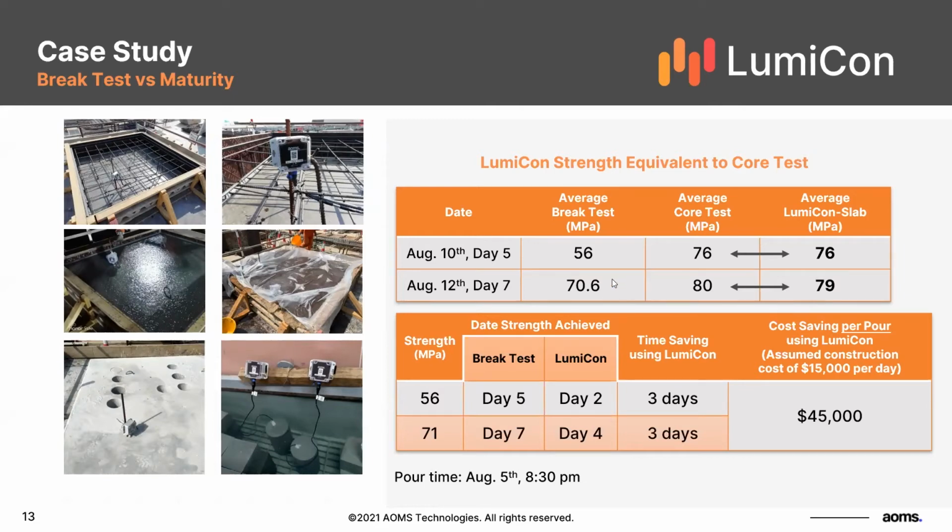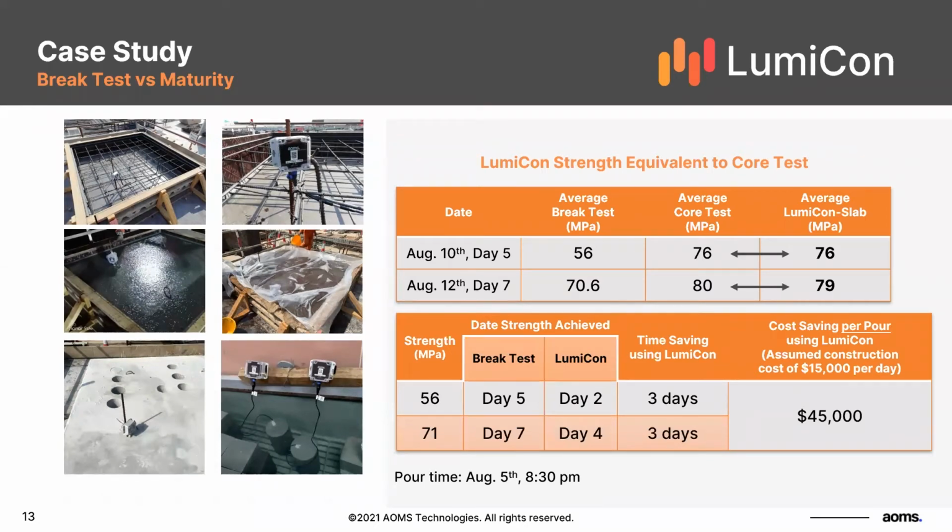There's an interesting factor here to consider: on day 5, the difference between the break test and the core test was 20 MPa, and on day 7, it was 10. So as you can see, the pace of curing is very different in the initial stages of curing. But when we get closer to that 28-day cycle for curing of concrete, they become closer and closer to each other.